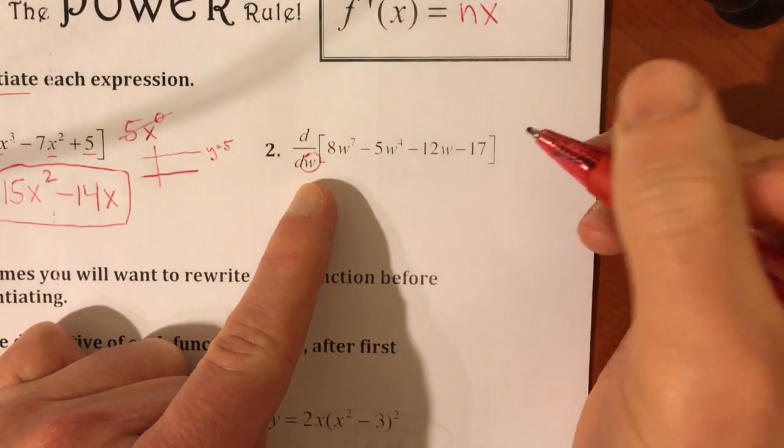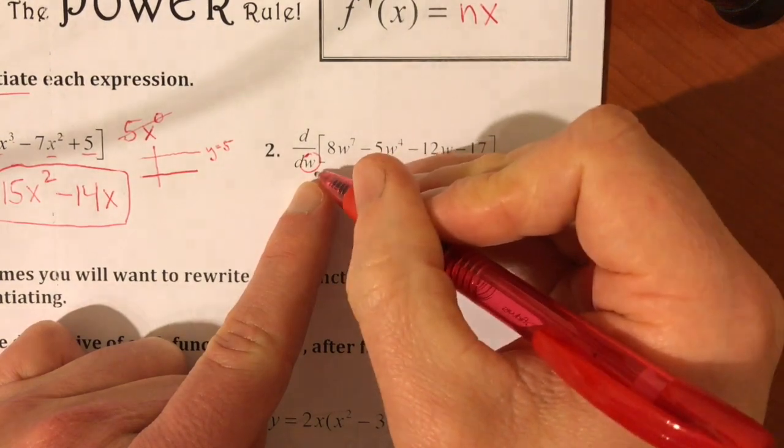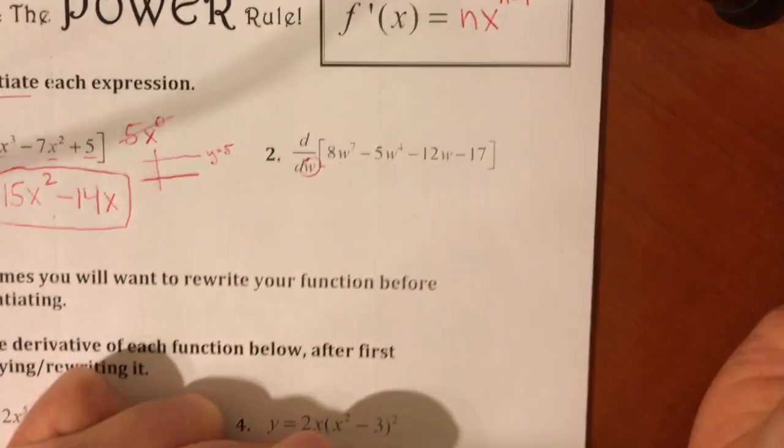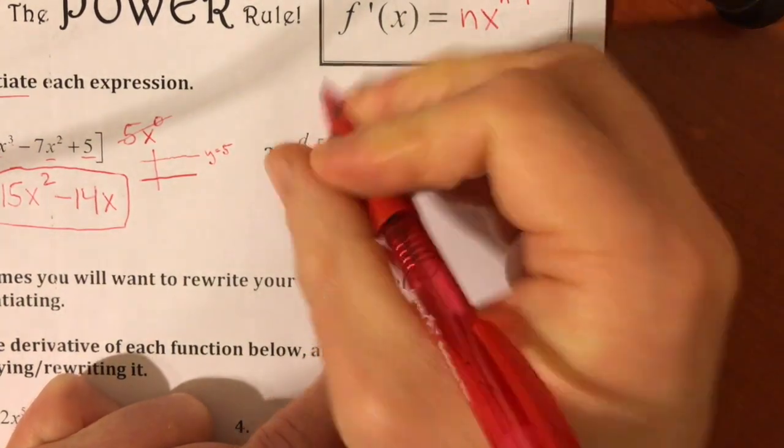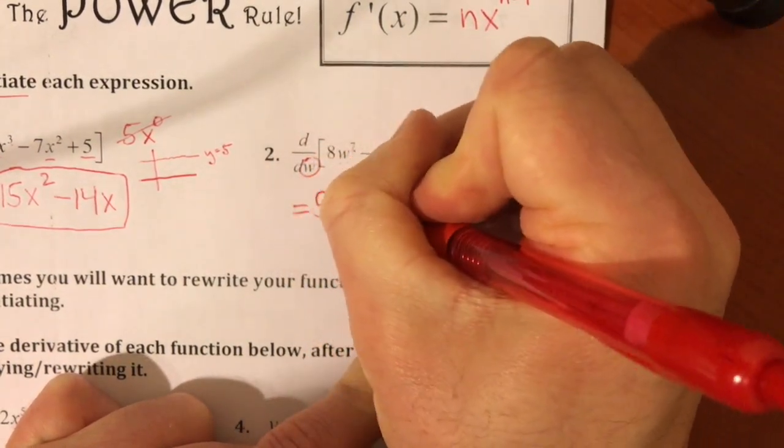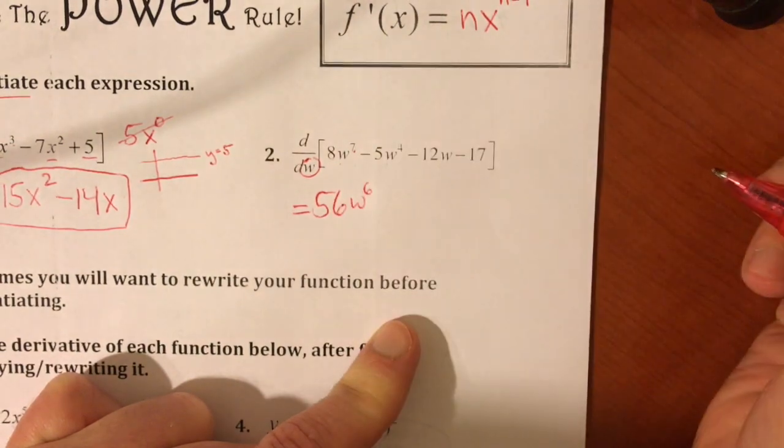That's what the denominator tells you, is with respect to what variable. And these are all w's, so we're good to go. So let's use our power rule here. 7 times 8, 56. W to the, subtract 1, you get 6.